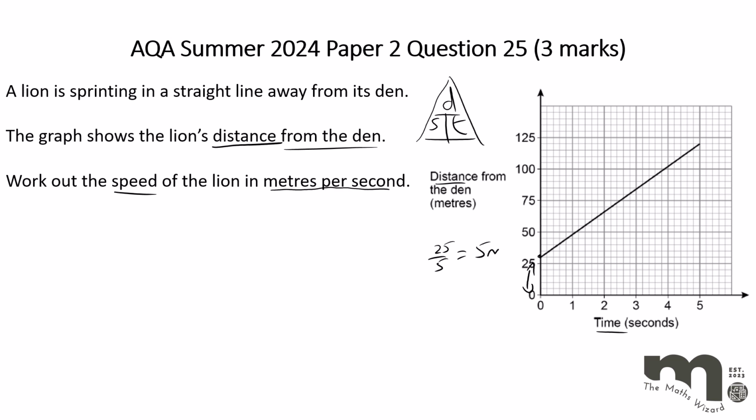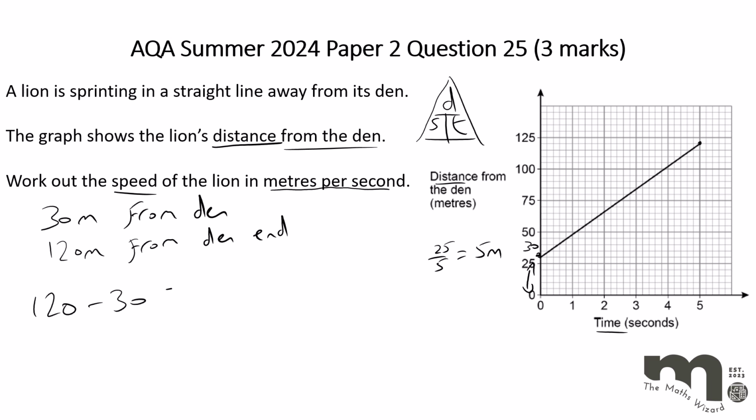So here it's worth 30. So he's already 30 meters from the den at the start. And this line ends 1 square below 25. So he's 120 meters from the den at the end. So if we subtract 30 from 120, he's moved 90 meters across those 5 seconds.